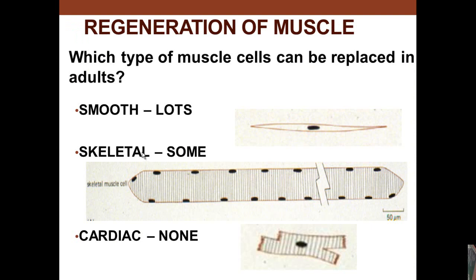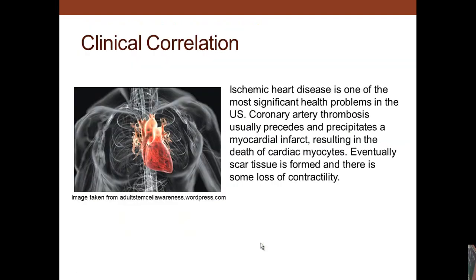So in terms of regeneration of muscles, smooth muscle has lots of regeneration to grow blood vessels, replace hair follicles, whatever you need, a lot of smooth muscle mitotic activity. Skeletal muscle, some, hard to illustrate, not that much. Cardiac muscle, none. So an ischemic heart condition is the most serious heart problem in the U.S.